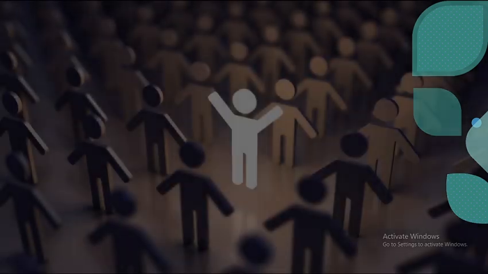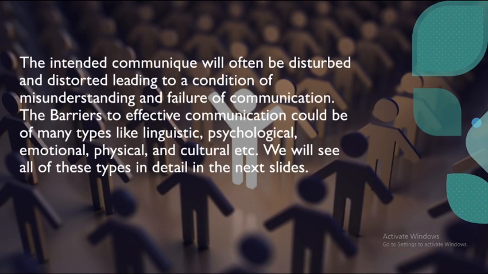Now, coming to the next, the intended communique will often be disrupted and distorted, leading to a condition of misunderstanding and failure of communication. The barriers to effective communication could be of many types like linguistic, psychological, emotional, physical, and cultural. We will see all of these types in details in the next slides.